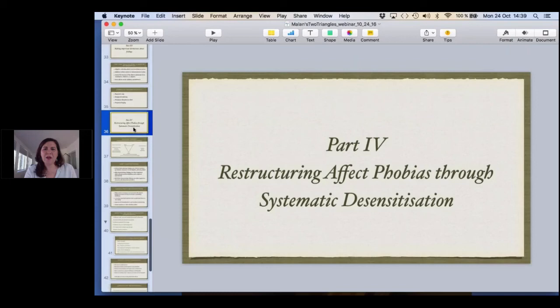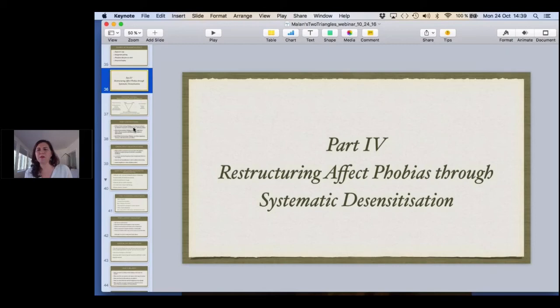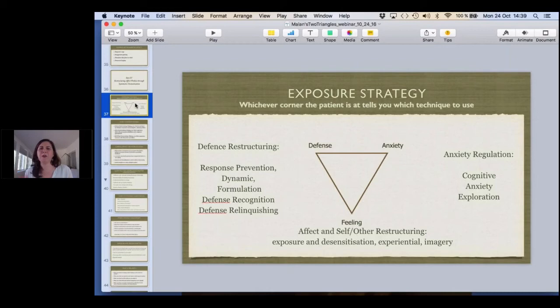Just real quick, we're going to give you a little taster of systematic desensitization. It's a way to help make sense of how to use the Malan triangles for treatment. Here's the exposure strategy, and you'll see this in upcoming webinars too. When you're looking at someone on the triangle, you want to pay attention to whether they are on the anxiety pole, the defense pole, or the feeling pole. Depending on where they are, that signals what your intervention is.